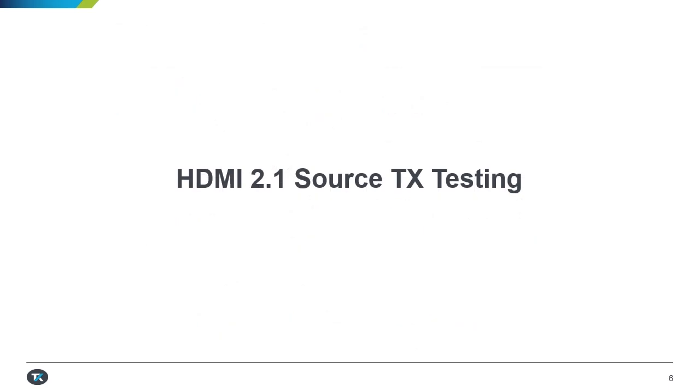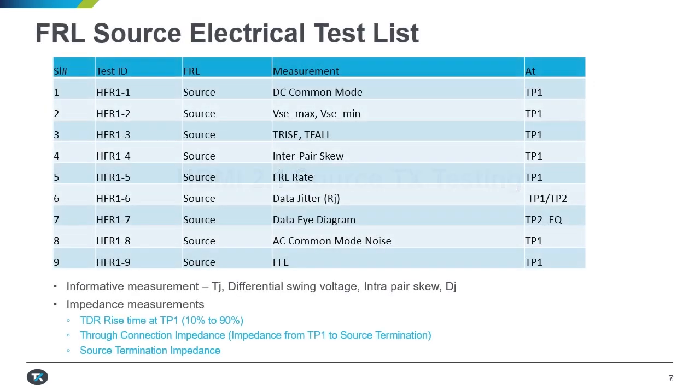HDMI 2.1 source transmitter testing. There are 9 FRL source measurements and 5 FRL sink measurements defined in the HDMI 2.1 generic CTS. Here is the list of source electrical tests.